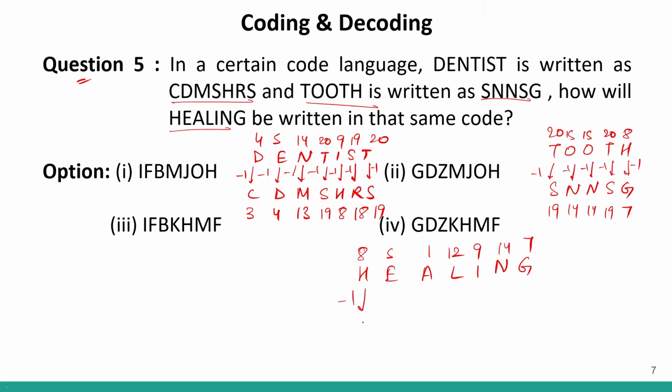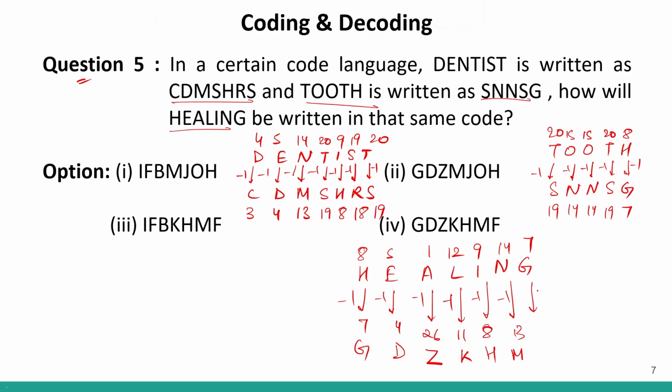So if I do minus 1, I'll get 7, which is G. If I do minus 1, I'll get 4, which is D. If I do minus 1, I will get 26 because there is no code for 0. If I do minus 1, going back to loop, I will get Z. Correct? If I do minus 1, I will go back to 11, which is K. If I do minus 1, I'll go back to 8, which is H. Correct? If I do minus 1, I'll go back to 13, which is M. And over here, if I do minus 1, I'll go back to 6, which is F. So my code will be G, D, Z, K, H, M, F.